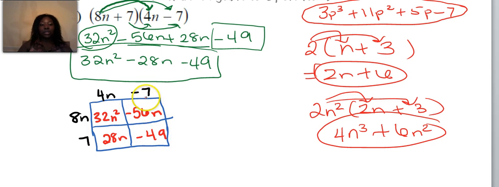Combine like terms, these combined across to give you negative 28n. And then the rest of it you can tag along, 32n squared minus 49.